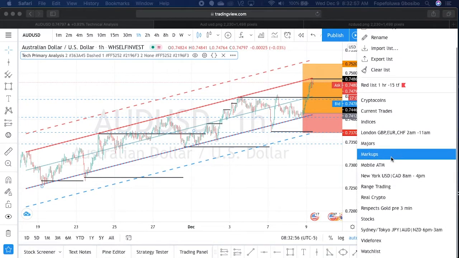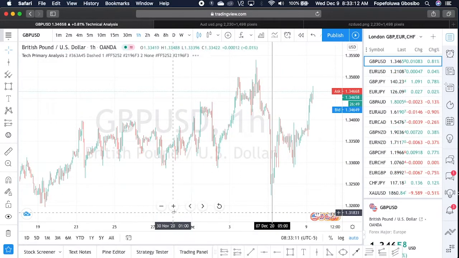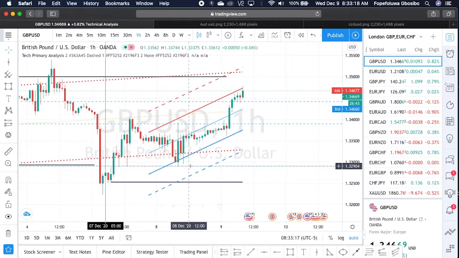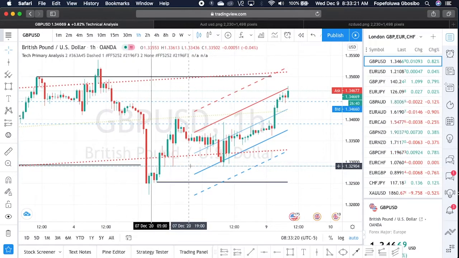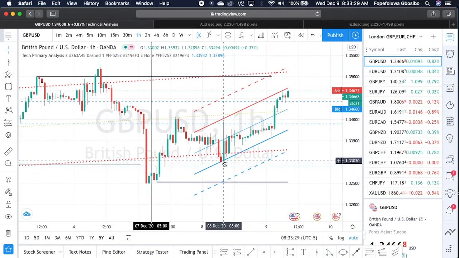Okay, so I'm just going to pick a couple of pairs that I normally trade. Let's see. Now this is the 1 hour. In this case, you want to buy it at this point and you're taking it to this point and this point. And as you see, it clearly has its TPs.